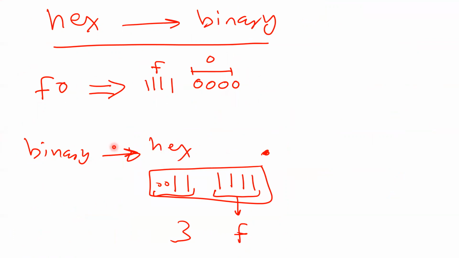This is one thing. Now, how can you do the opposite? If you have a binary number and you want to convert it to hexadecimal, how can you do that? Okay, very easy. I'm going to do the opposite.